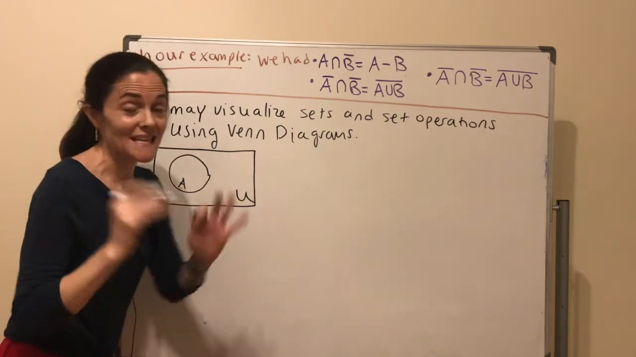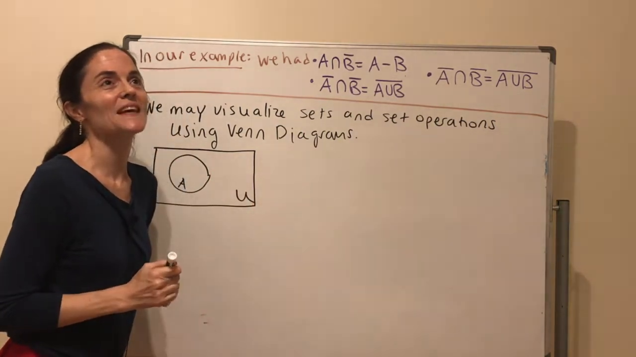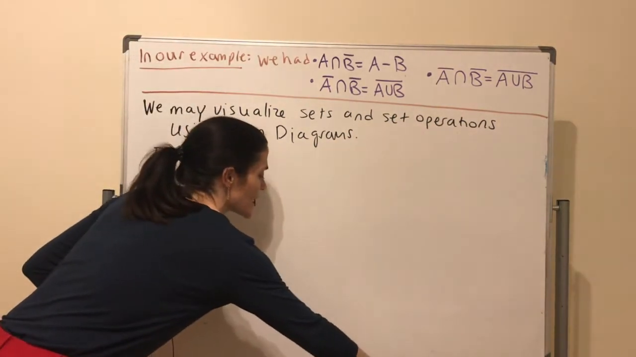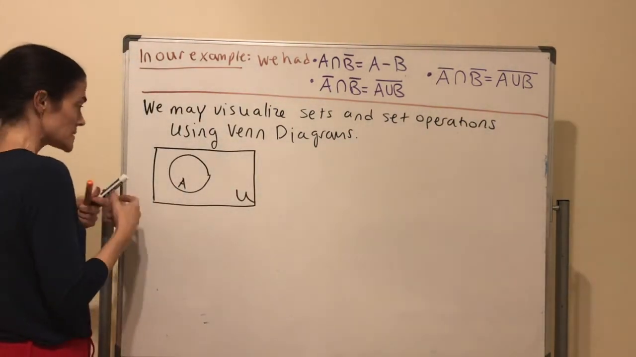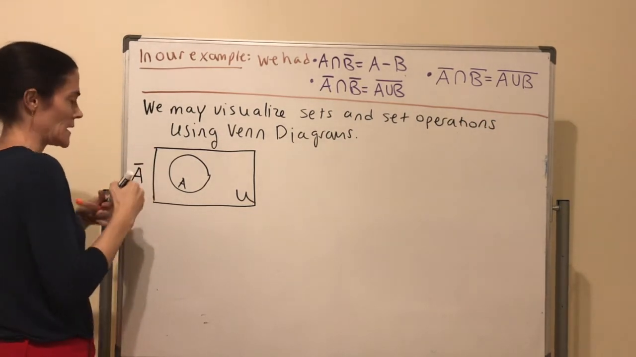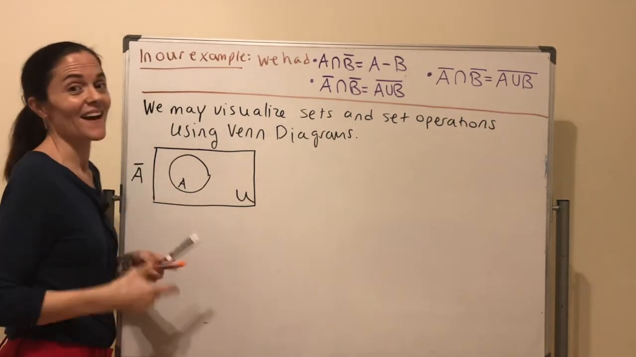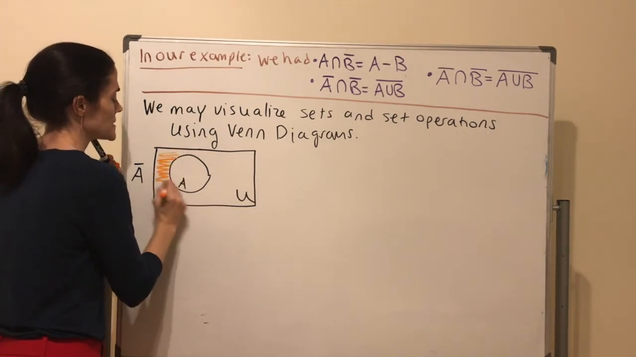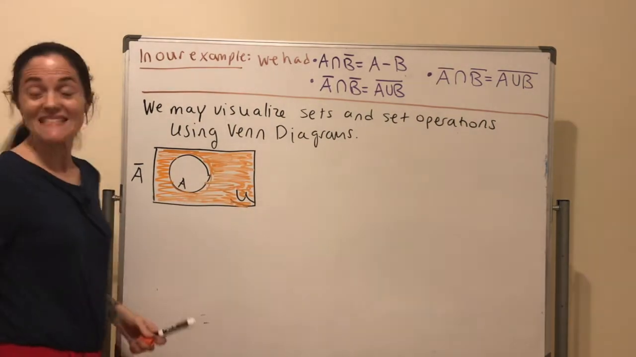And we will use shading to illustrate set operations. For example, in this Venn diagram, I can illustrate a complement by shading. That would be everything not in A. So A complement is all of this out here. This is the Venn diagram.